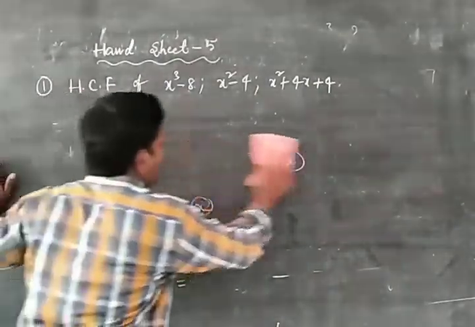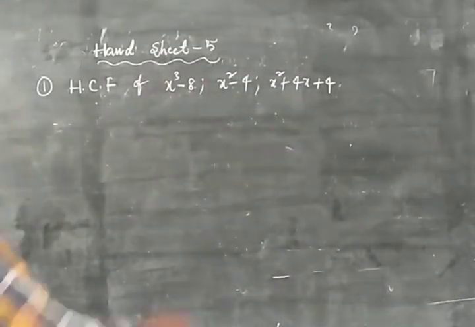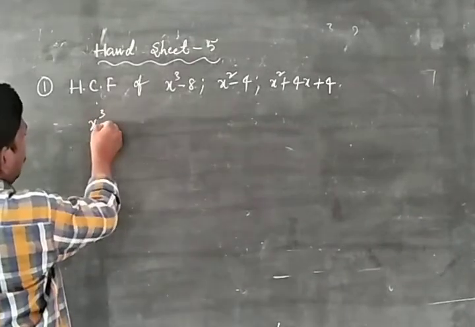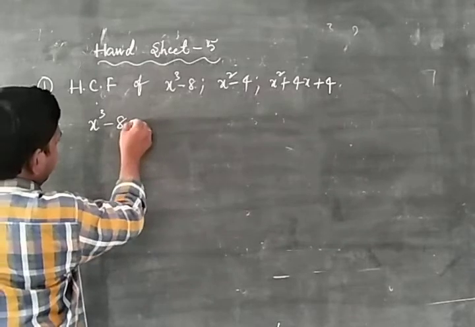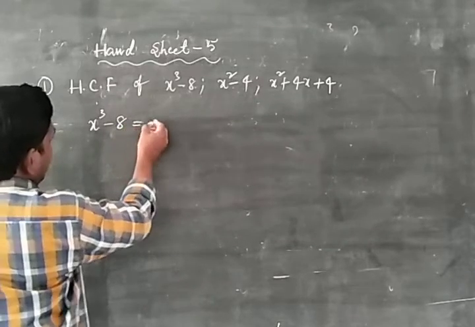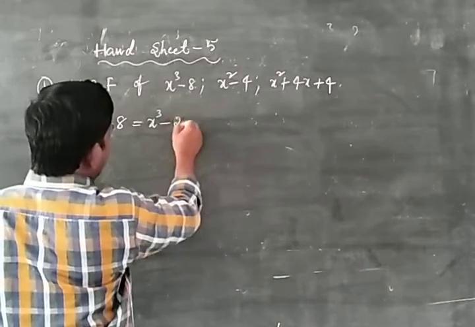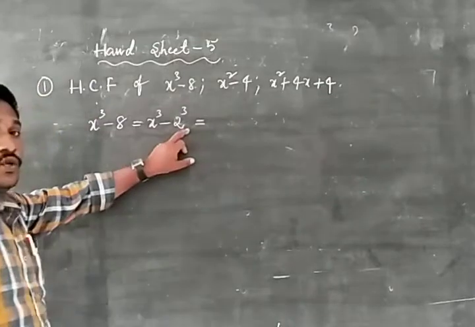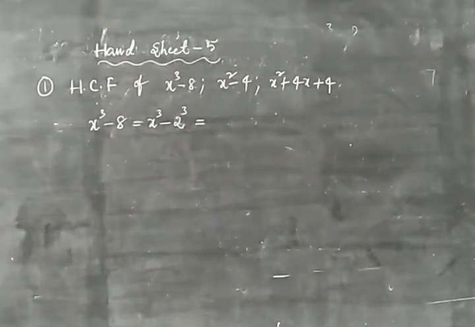Now come to the problem. Okay, how many terms are there here? 3 terms. X cube minus 8 is written as x cube minus 2 cube. That means a cube minus b cube. A cube minus b cube formula we have already learned.